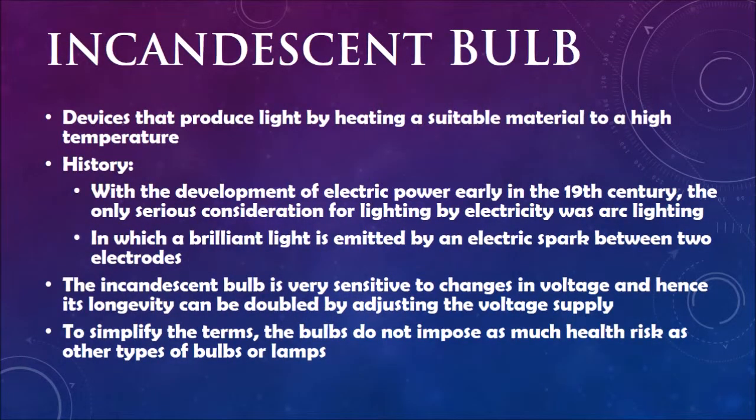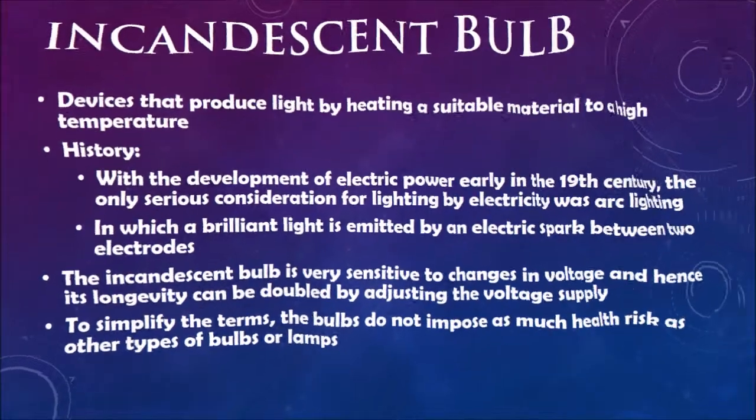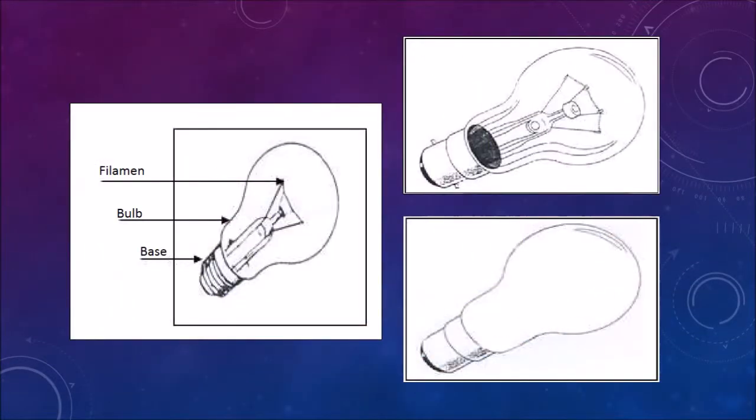Incandescent bulb. Any of various devices that produce light by heating a suitable material to a high temperature. When any solid or gas is heated, commonly by combustion or resistance to an electric current, it gives off light of a color characteristic of the material. Incandescent bulbs contain tungsten, which is not hazardous to the environment. Hence, the bulbs do not impose as much health risk as fluorescent bulbs do.